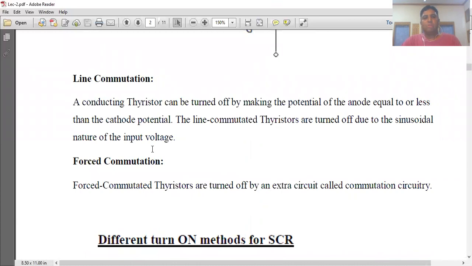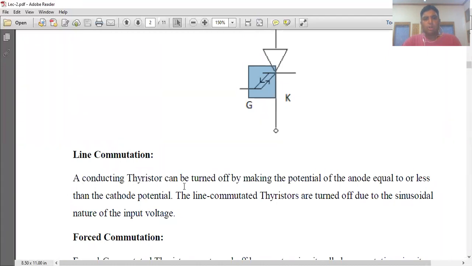Okay, some definitions here. What is line commutation and what is force commutation? A conducting thyristor can be turned off by making the potential of the anode equal to or less than the cathode potential. The line commutated thyristors are turned off due to the sinusoidal nature of the input voltage. So basically, how is a thyristor turned on? A thyristor is turned on when the anode is at higher potential than the cathode and a gate pulse is provided. So if we reverse this condition, means if we make the anode voltage equal to or less than the cathode potential, then it will turn off.